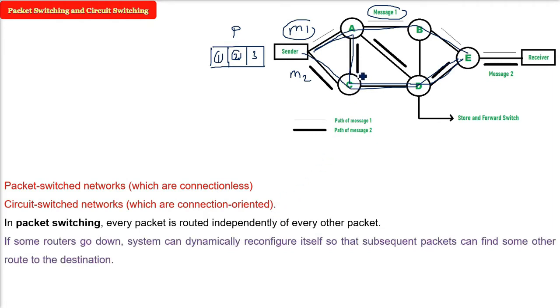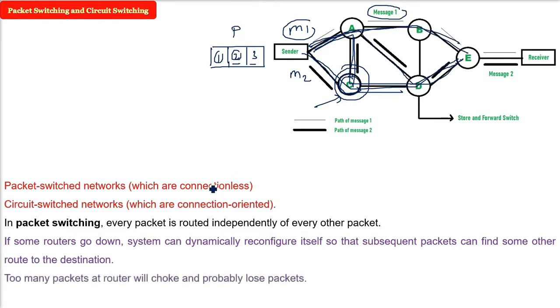Now what is the benefit? If this router C goes down, and I showed you that packets 2 and 3 were going through C, then when some part of the system or a router goes down, the packet switching system will dynamically reconfigure itself. So if 2 and 3 were supposed to go through C and C is down, the subsequent packets can take different routes, this way or this way. Ultimately, they have to reach the destination.